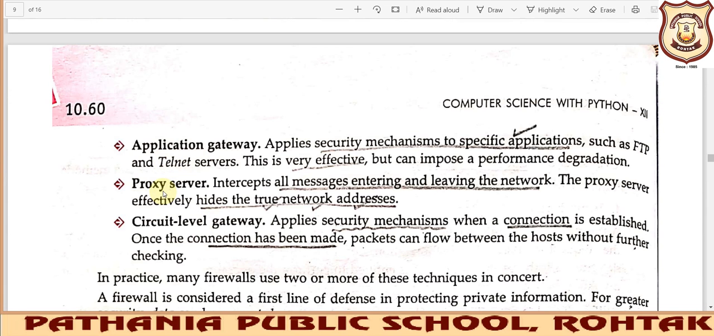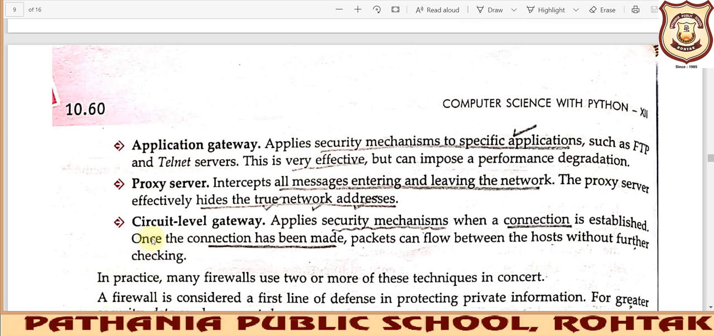This is also a type of firewall setting that hides your true network address, so that no one is able to take out your original IP address. Like you are masking yourself so that no one is able to recognize you. Here we are not using the true network address, we are using some fake or other IP address, so that others are not able to recognize your system.